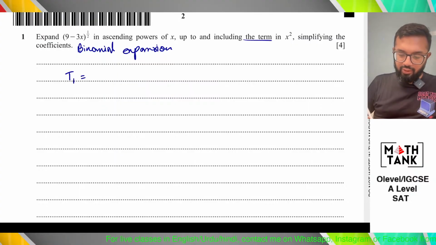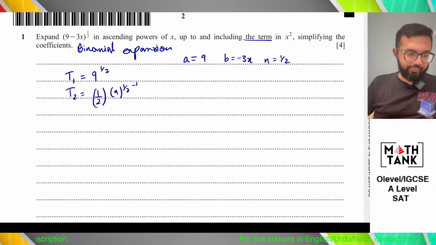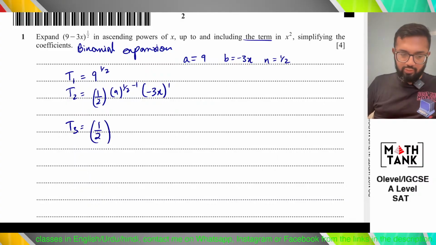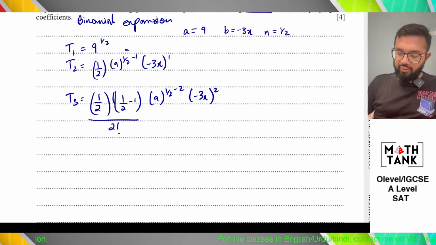So term number 1. Let me just write down: a is 9, b is minus 3x, and n is half. So a power n. Term number 2 is n, a power n minus 1, and b power 1. Term number 3 is n, n minus 1 over 2 factorial, n minus 2, x power 2. So that's 3.